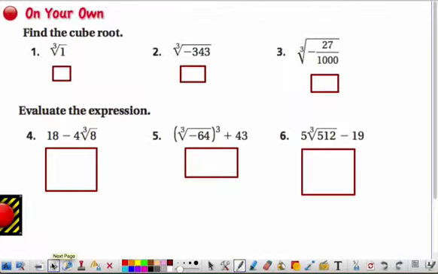Now I'm going to let you pause the video, try to work these out, and whenever you're ready, unpause it, and we'll see what you got.